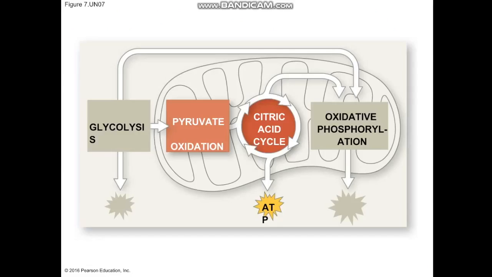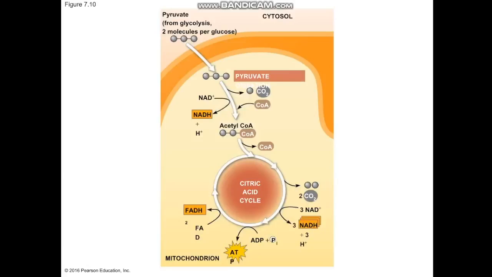This is just an overview of the entire process. You have glycolysis on the left, which then in turn goes to pyruvate oxidation, which feeds into the citric acid cycle, which outputs ATP and products that help with oxidative phosphorylation, which are the NADH and FADH2, which I will talk about later. So this is just the first bit of it.